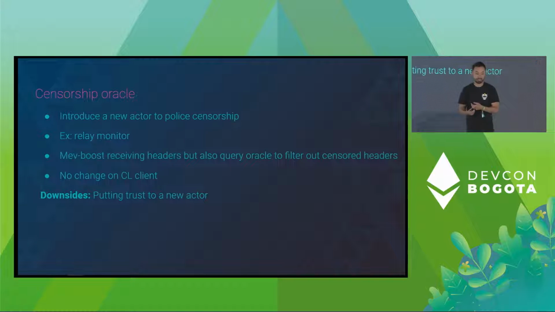Then there are also ideas like a censorship oracle. You can introduce a new actor to police censorship, kind of like a relay monitor. Now as a proposer, maybe MEV-Boost, when I receive a header, I can ask this oracle, this new actor, hey, is this a censoring one? If they reply yes, then I won't use it, right? But then again, you're putting trust in a new actor, and that's obviously not ideal, because who is going to monitor the censorship oracle? And there's always that problem.